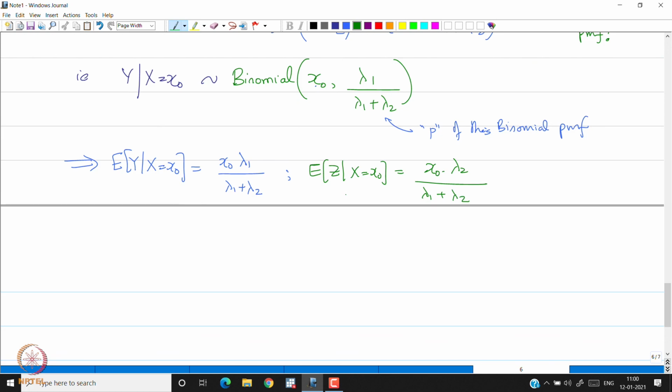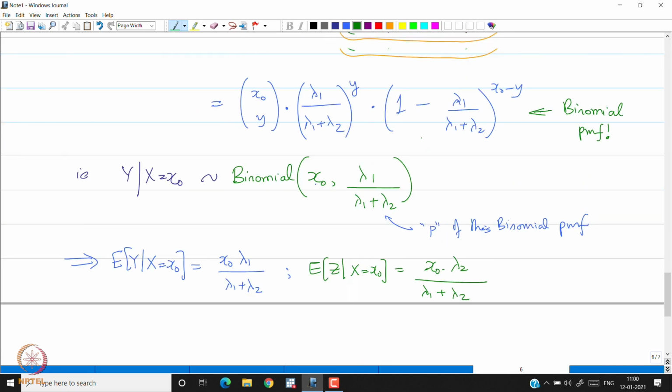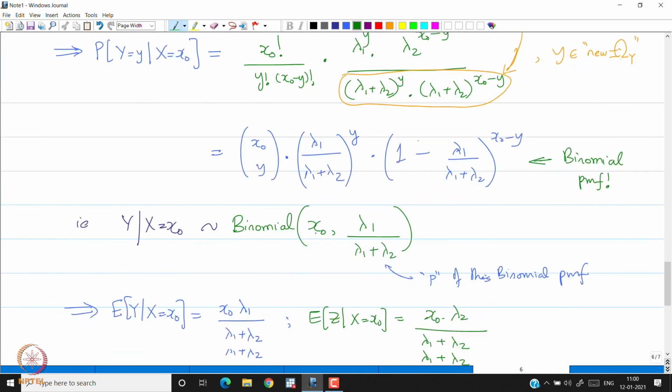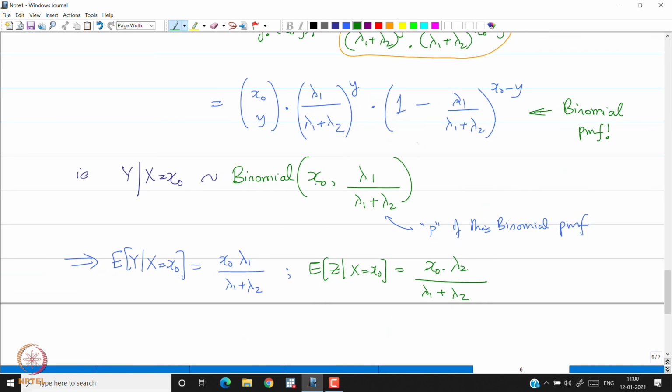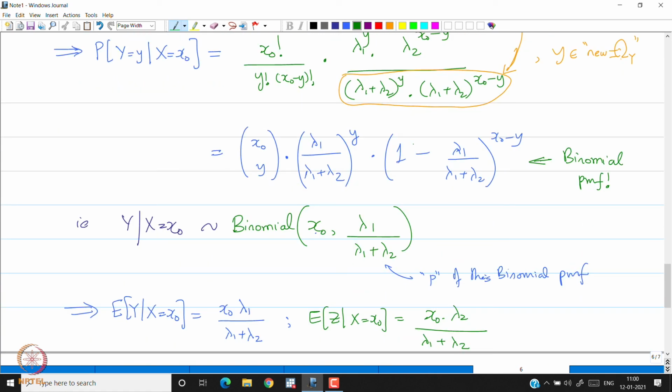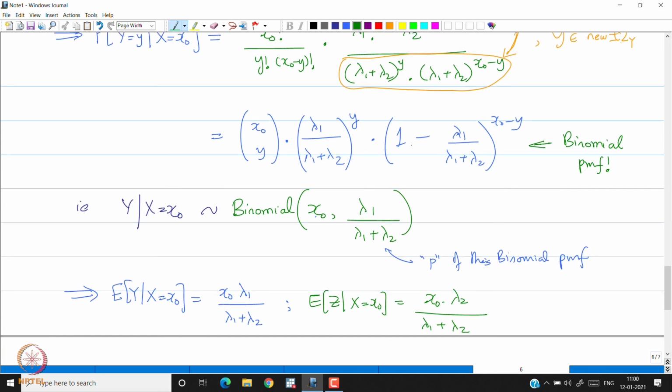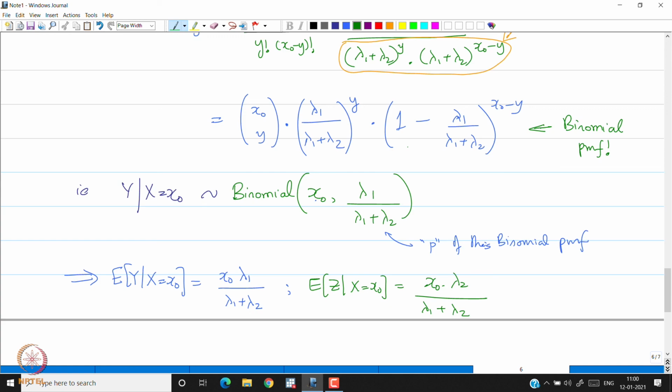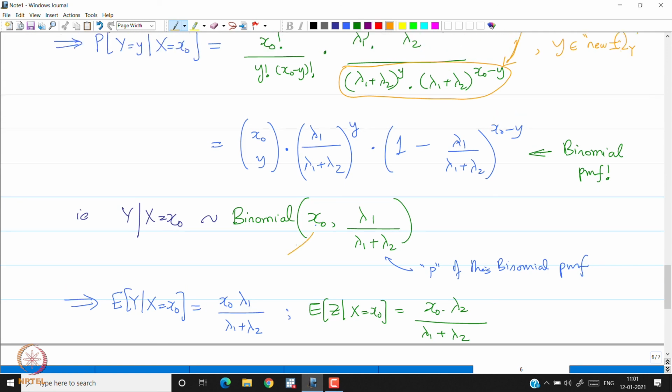I just wanted to go through the derivation properly so that you do not feel shortchanged. I wasn't very happy about simply leaving it out, so I wanted to take the trouble to derive it properly so that there is no confusion about it. Remember, if you are given a binomial PMF and you are asked to find the mean value, you just simply multiply the n and the p. What is this x naught in this case? It is just the n of the binomial PMF. Let me say n and p of the binomial PMF.